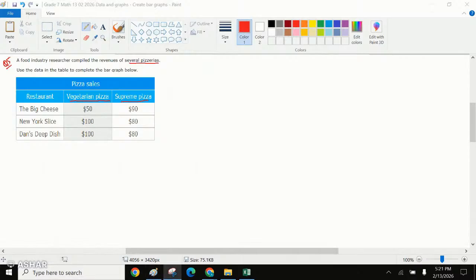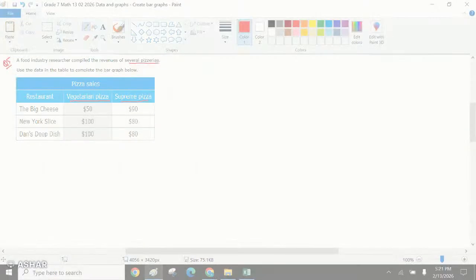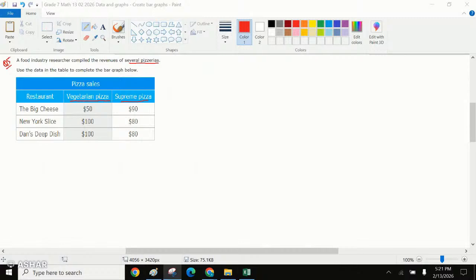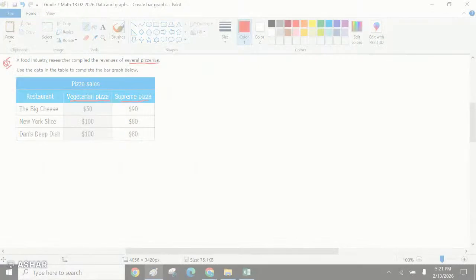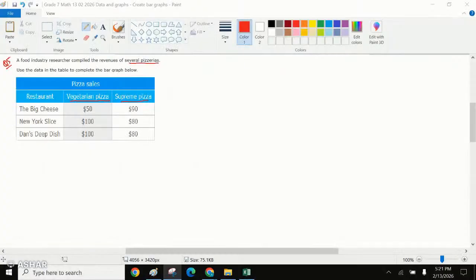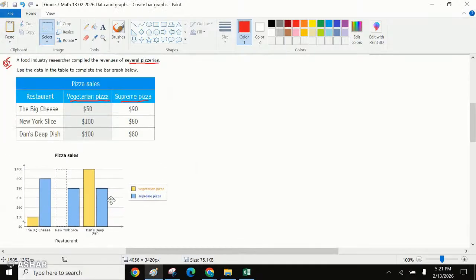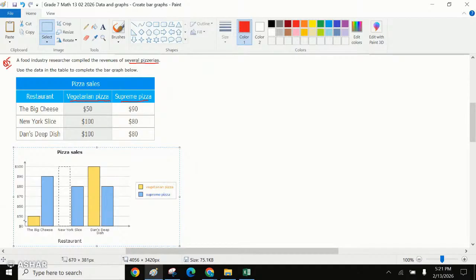And what they're asking us is, a bar graph has been provided to us. We need to complete the bar graph. Sometimes we need to draw it. Sometimes we need to complete the information.